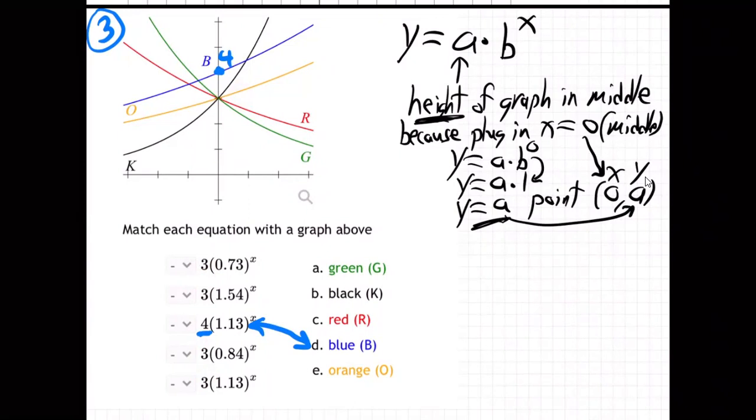Okay, so far so good. So the a is the height of the graph in the middle, because if you plug in 0 for x, which is the middle, this is x is 0 on the x-axis, then you get a times b to the 0, and anything to the 0 power is 1, a times 1 is a. The y, the height, is a in the middle, (0, a). Okay, now setting that aside, what about the b? A is height. That's what a is. Now for b.